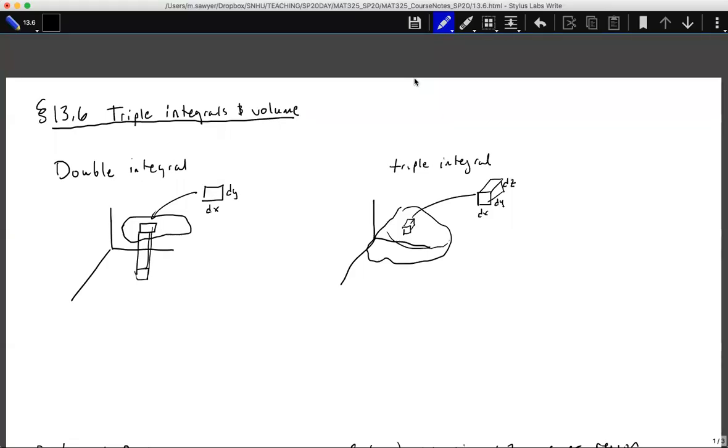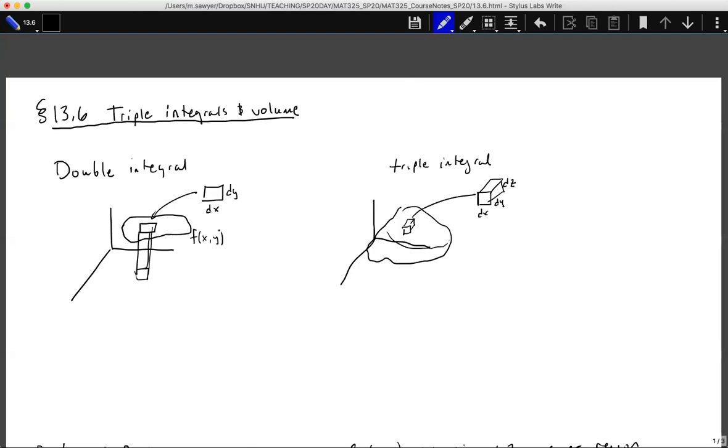Welcome to Calc 3. This is section 13.6, triple integrals and volumes. In the previous sections, we were talking about double integrals, where we were looking at the area under a curve, or excuse me, the area under a surface. So we took a surface and we looked at the volume of rectangular solids, where the base caps were little double integrals where we use dy dx as the area of the top of the rectangles, and the function f of x, y gave us the height of the rectangles.